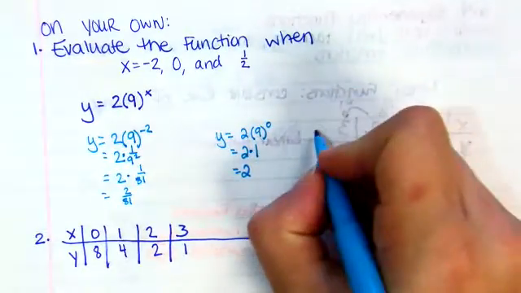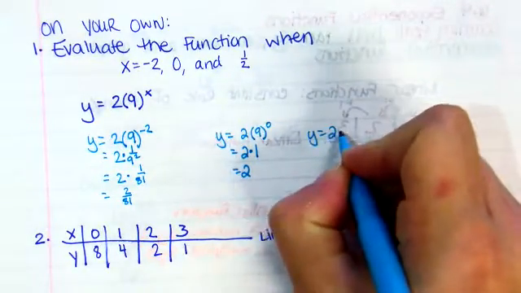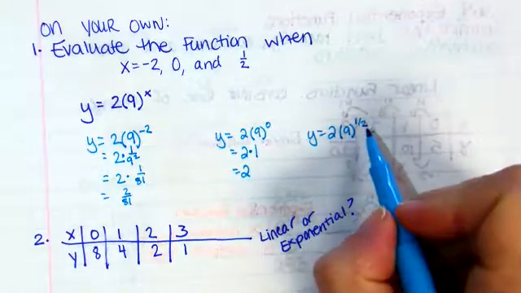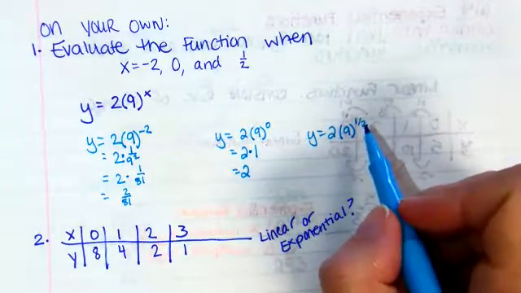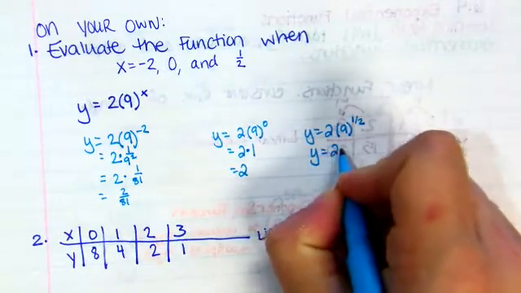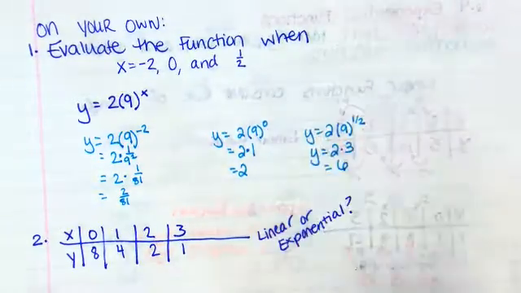And when x equals 1/2, y equals 2 times 9 to the 1/2. Remember, the 1/2 power is the same as taking the square root. The square root of 9 is 3, so this is just y equals 2 times 3, which is 6.